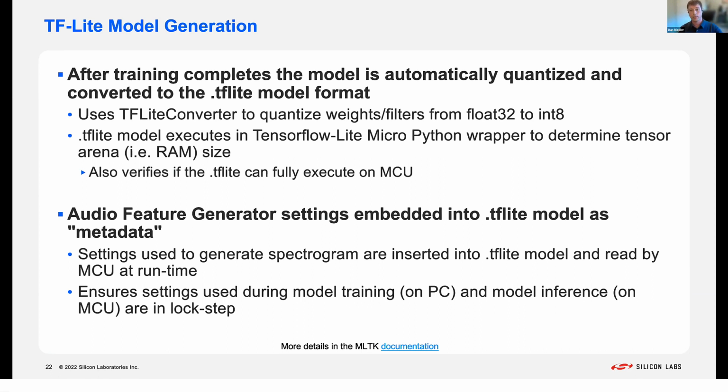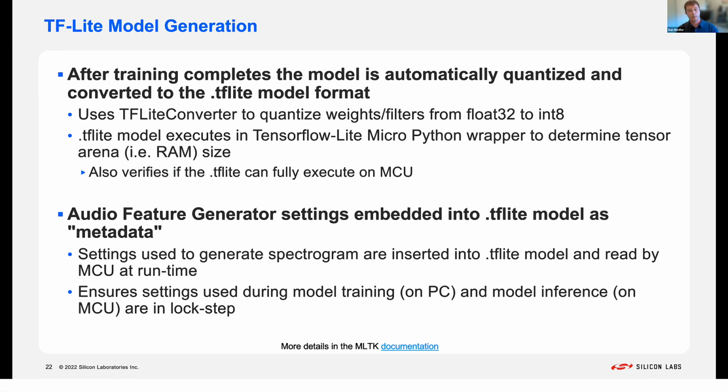This is useful because it allows us to determine the tensor arena size. We take our TF-Lite model file, run it through our TF-Lite Micro Python wrapper, and we can determine the amount of RAM that's required to run the machine learning model. It's also useful because it allows us to verify if the TF-Lite model can even fully execute on the MCU. We can get the amount of RAM that's required, and we can determine if the TF-Lite file can even run from just our PC. We don't have to ever program it to the physical device. We can get all this information by just running a simple Python script on our computer.